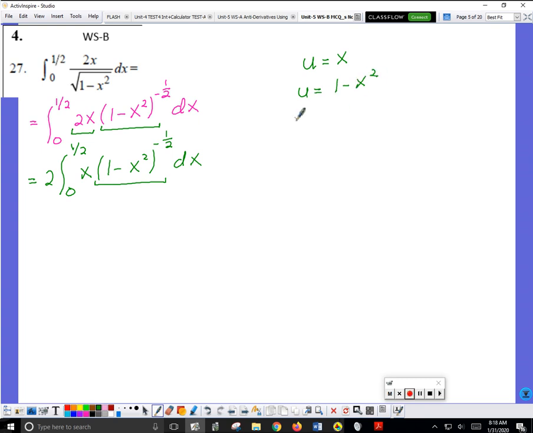So following the U-substitution process, I differentiate both sides. Always note this: if this says dx, this has to say dx. I don't want to go faster than you can write and think, so let's pause for a moment. Questions? So I end up with du dx is simply negative 2x.